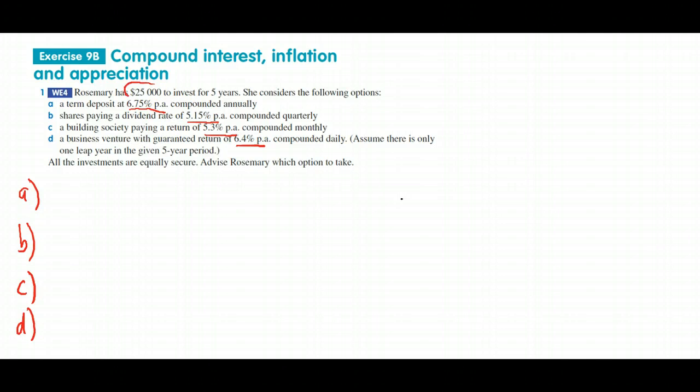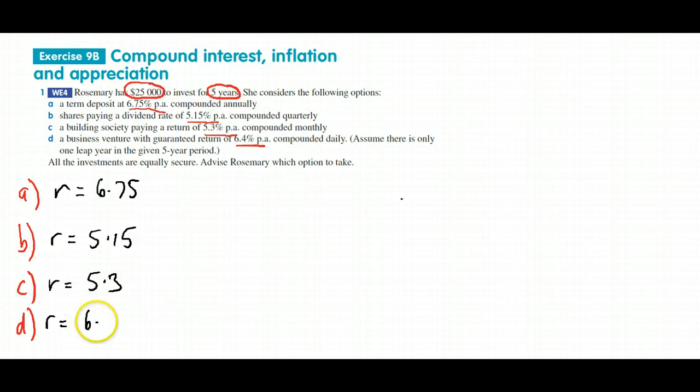Okay, now the principal amount, $25,000, is going to be the same for all options, and the amount of time, 5 years, is going to be the same. But in each case it's going to be different because of the different compounding periods, what the number n is. So what we want to write down is the interest rate for each of these different scenarios. We're going to need that. So that's going to be 6.75, 5.15, 5.3 and 6.4.